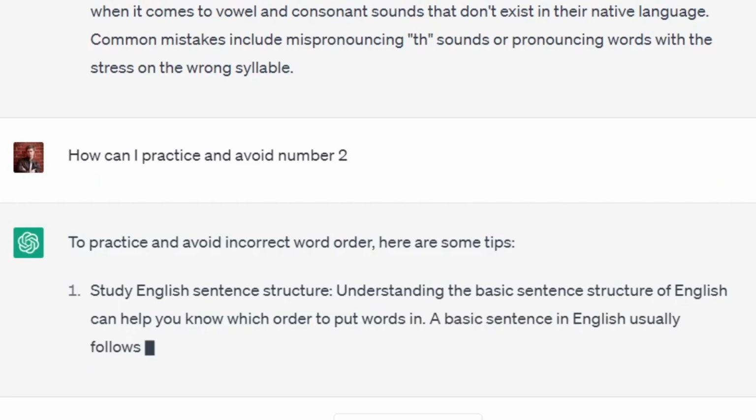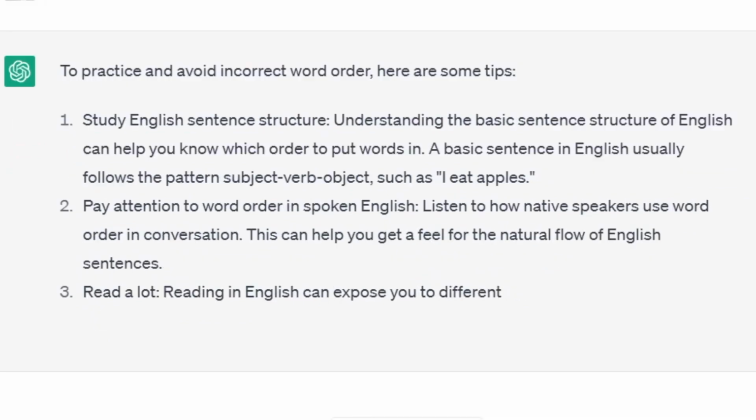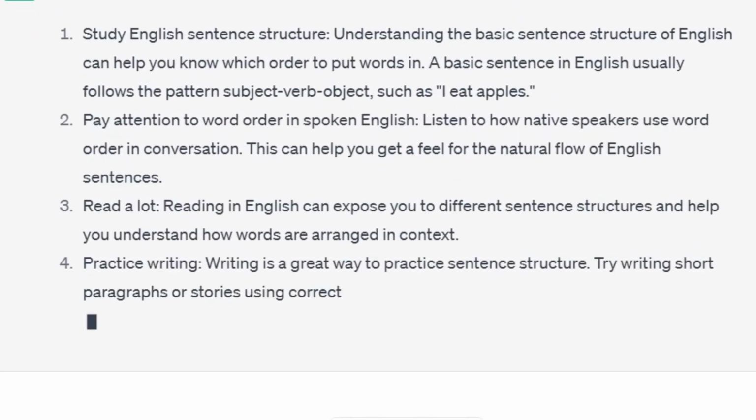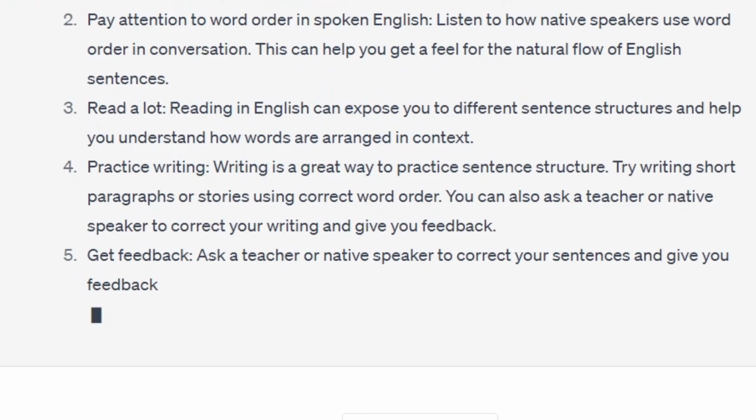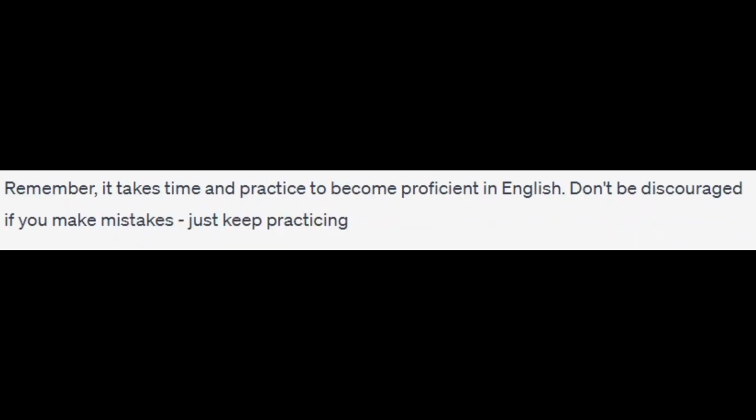How can I practice and avoid number 2? Study English sentence structure, pay attention to word order in spoken English, read a lot, practice writing, and get feedback from a teacher or a native speaker to correct your sentences and give you feedback. Remember, it takes time and practice to become proficient in English. Don't be discouraged if you make mistakes. Just keep practicing and learning.